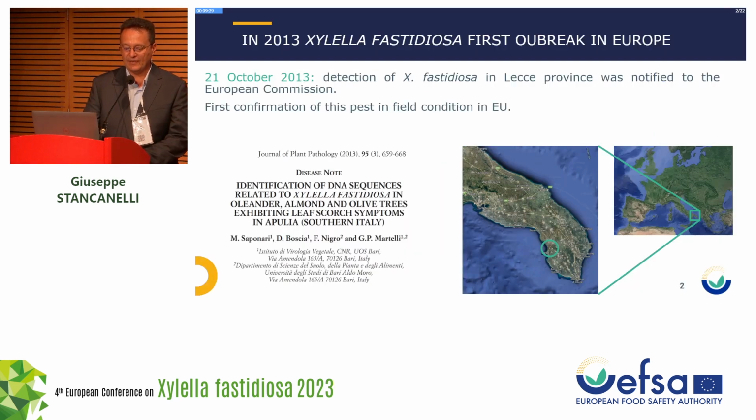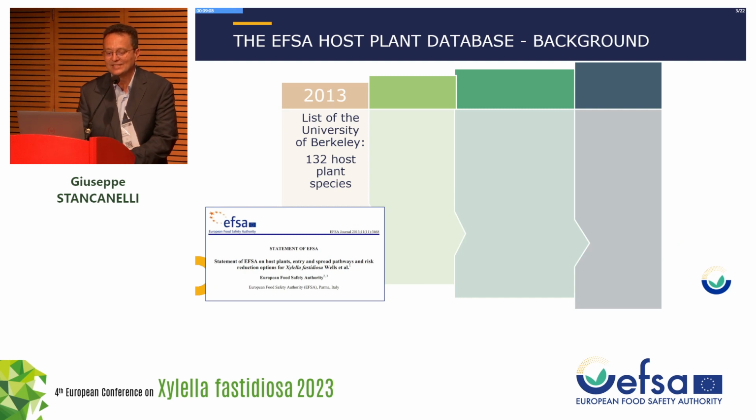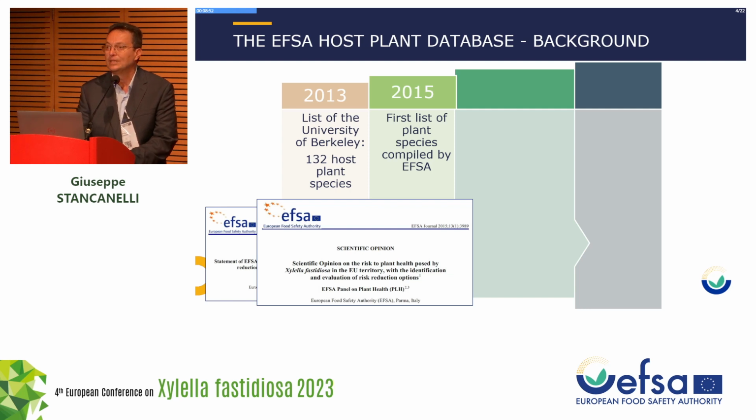I think we all remember the first slide. The first detection of Xylella fastidiosa was in 2013 in Apulia, in an olive orchard, and very rapidly colleagues from the CNR found out what was the cause of this disease. EFSA started to work on this pathogen with an urgent advice to the European Commission in November 2013, and there we used the list of host plants from the University of Berkeley, which was 132 host plant species. In 2015, we concluded the full risk assessment for Xylella, and we compiled the first list of plant species.